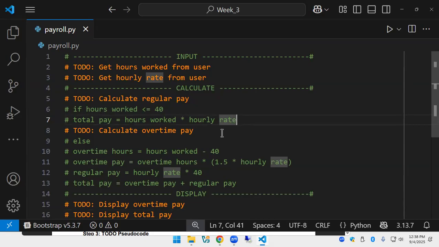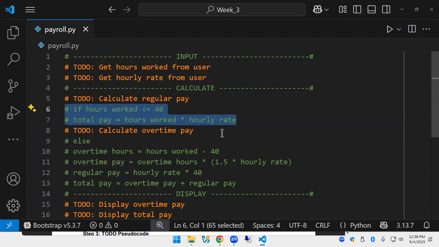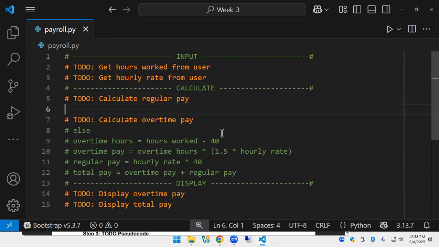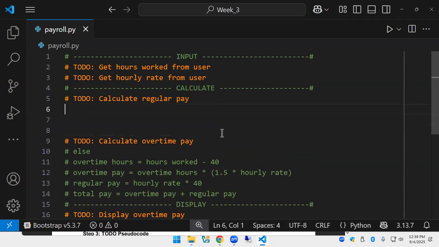What we want to do is work out, we know that we need to get hours worked and hourly rate. So I'm going to take this out, and don't look at my answer. What would be one way to calculate our regular pay?